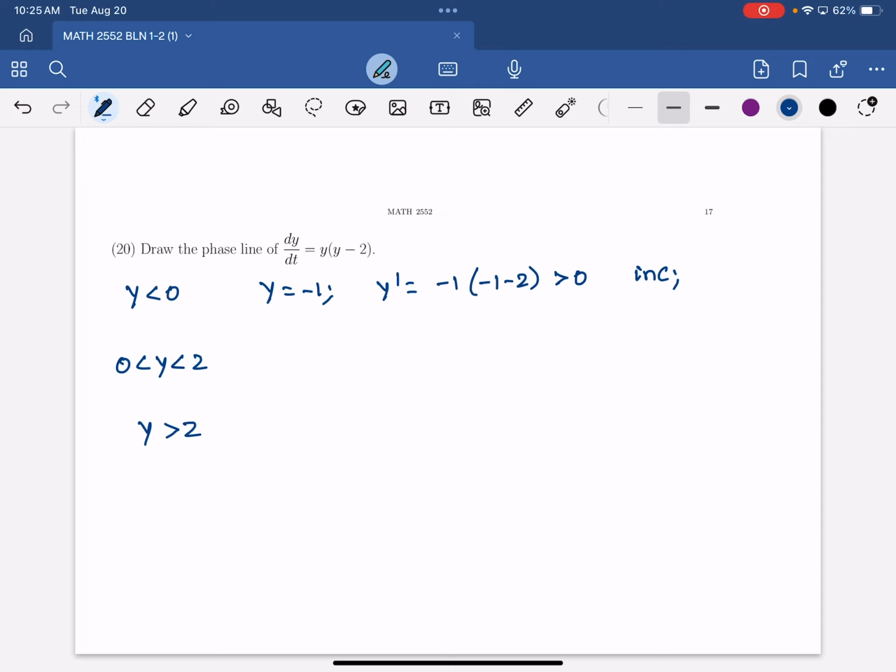So I want to pick a value for y between 0 and 2. I'm picking y equals 1. When I pick y equals 1, I get y prime equals 1 times 1 minus 2. So that's going to be negative. So my solution is decreasing when y is between 0 and 2.